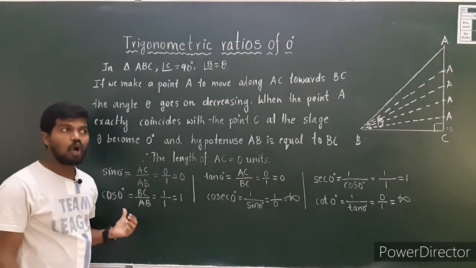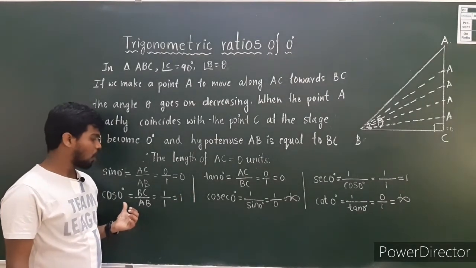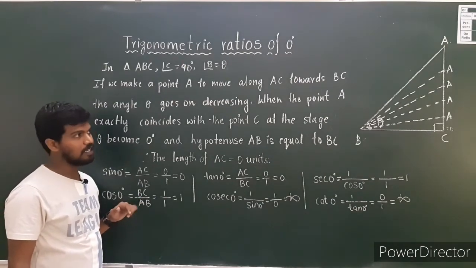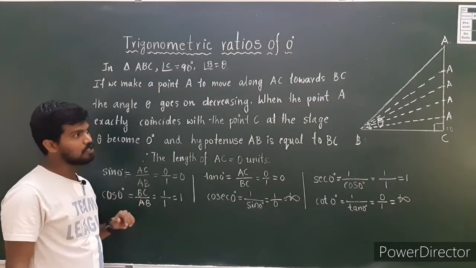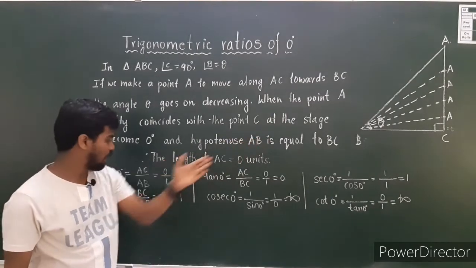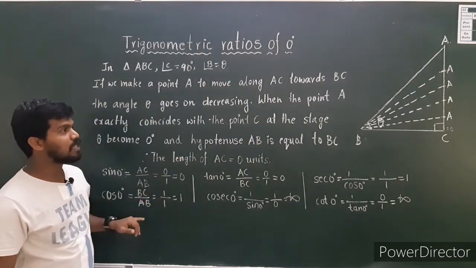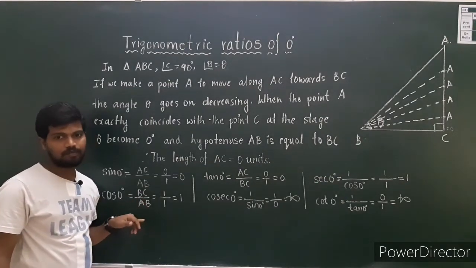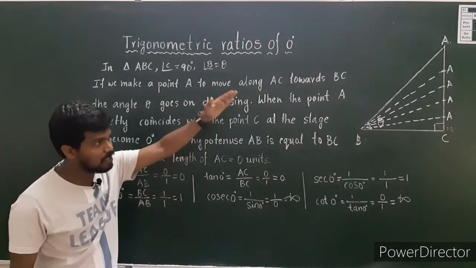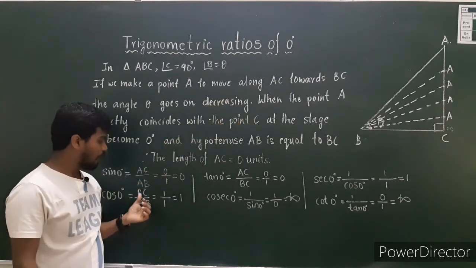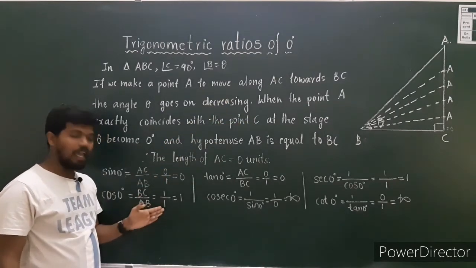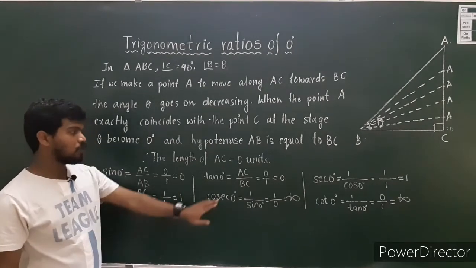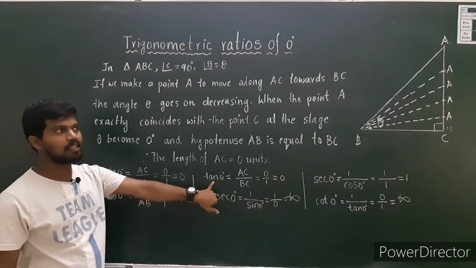So next cos 0. So what is the value of cos? Adjacent side by hypotenuse. So which one is the adjacent? BC and AB. So AB is the hypotenuse. So what is the value of BC and AB? Both are equal now. So you know that. So when AB is merged with BC and both are equal, so A by A or 1 by 1 you get 1. Answer 1. So next tan 0 degree.